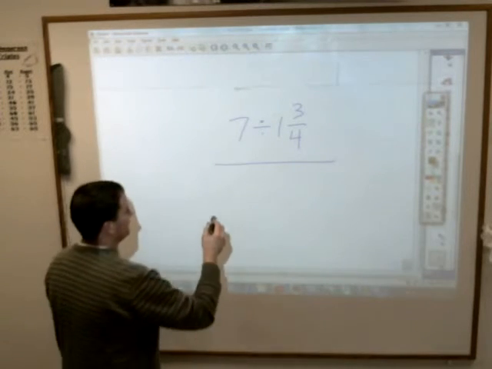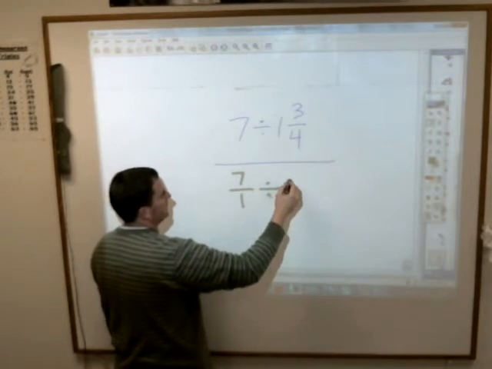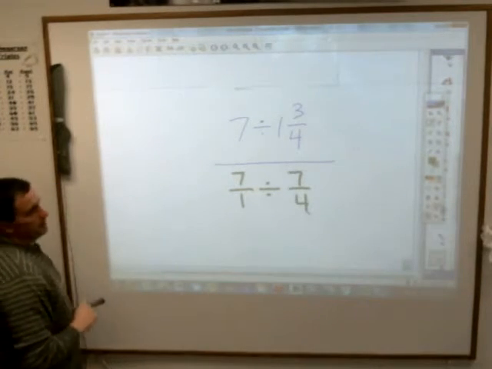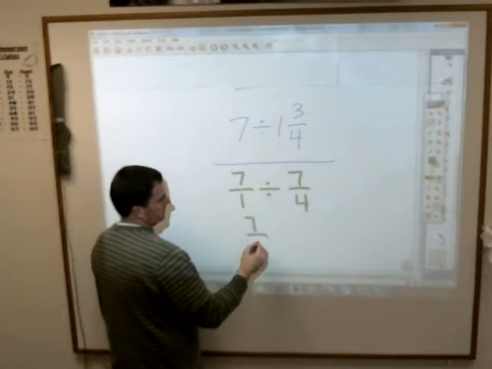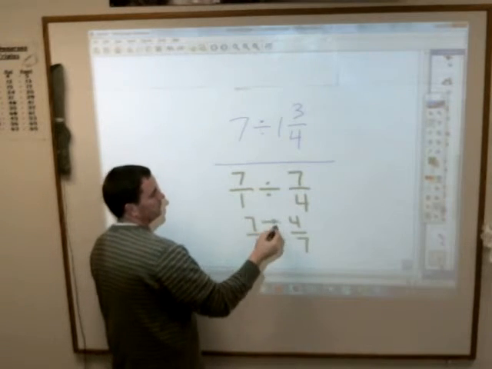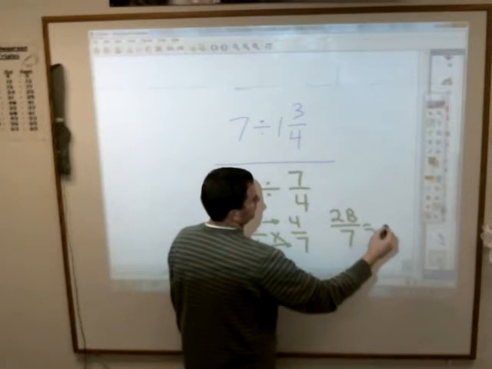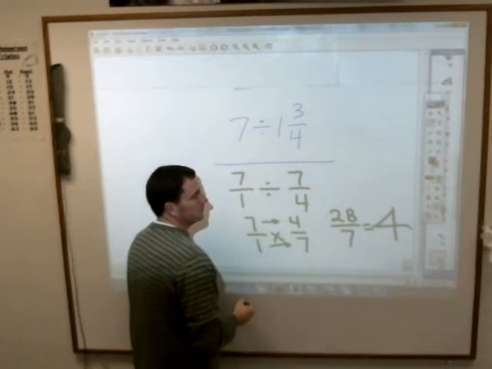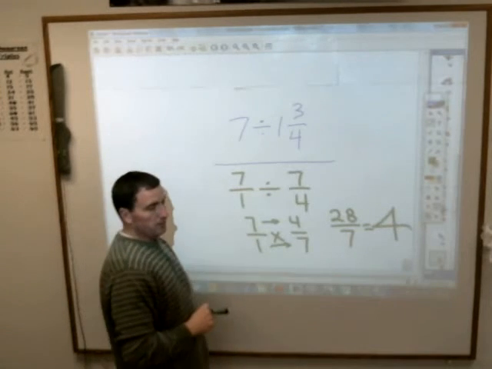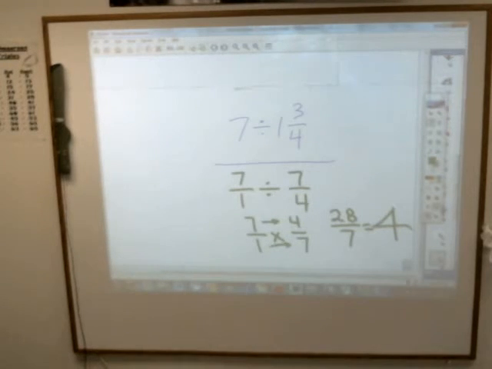Hopefully, as your first step, you made 7 a fraction by putting it over 1. It's still division. 1 3/4 as an improper fraction is 7 over 4. Then, and only then, should you flip and multiply by the second fraction, 7 over 1 times 4 over 7. If you multiply across here, you end up with 28 over 7, which equals 4. Did y'all get 4? Yeah. If you didn't get 4, this is the time to figure out why and ask. Anybody got a question as to why they didn't get 4?